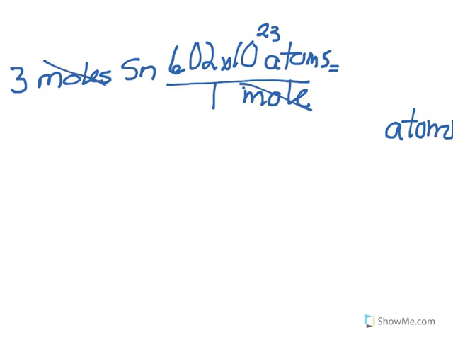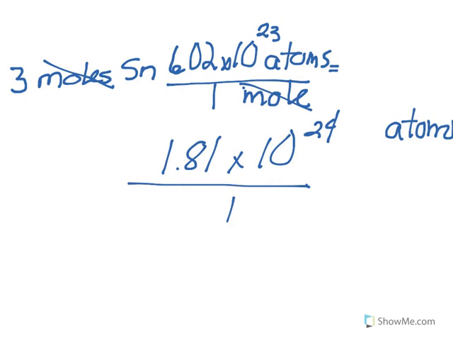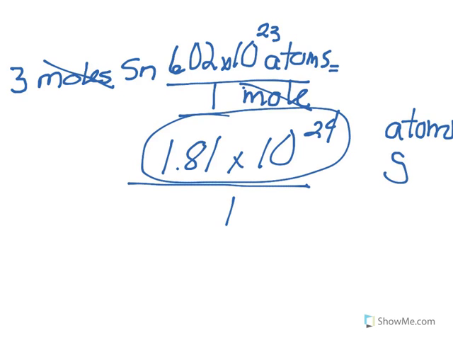I can cancel off moles. I multiply across the top. 3 times 6.02 times 10 to the 23rd gives us 1.81 times 10 to the 24th atoms. I multiply across the bottom. It will just be over 1. So my answer again is 1.81 times 10 to the 24th atoms of tin.